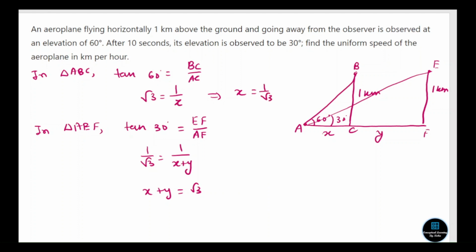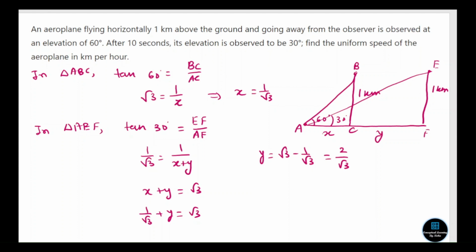So I can substitute this value over here. So 1 upon square root of 3 plus Y equals square root of 3. And when I simplify this, I'll get Y equals square root of 3 minus 1 upon square root of 3. When I simplify, LCM is square root of 3. So 3 minus 1 is 2 over square root of 3. This is the value of Y.